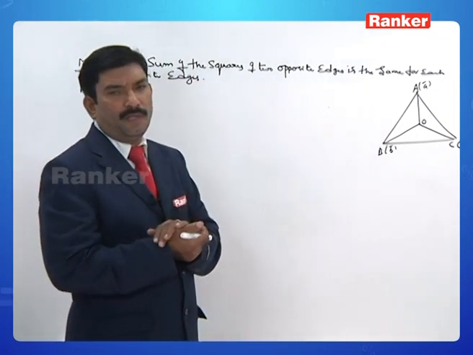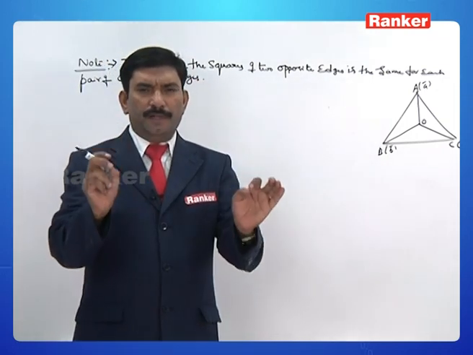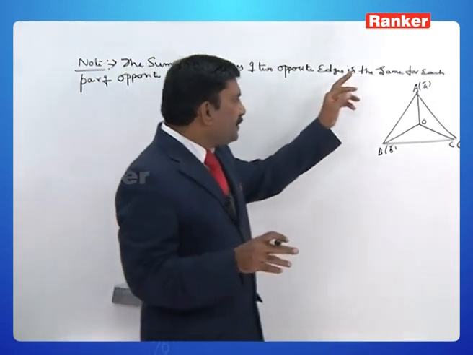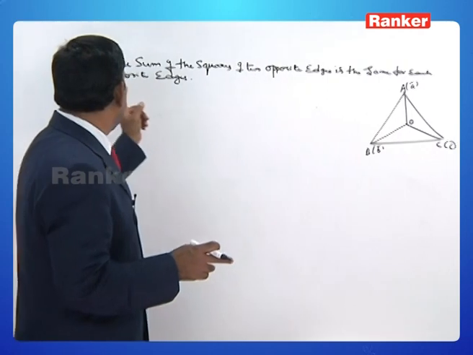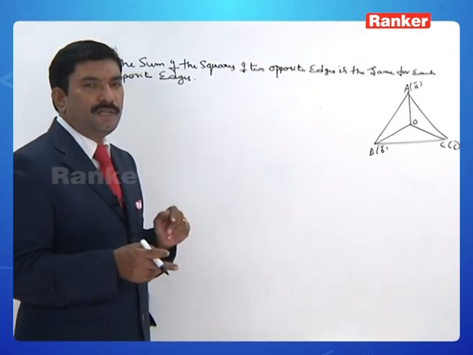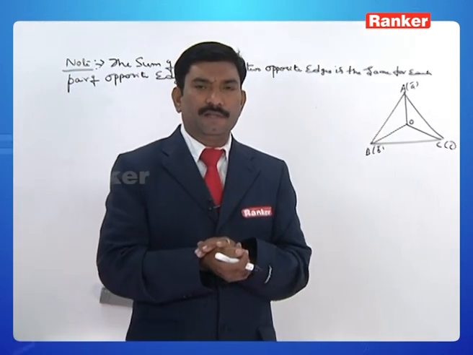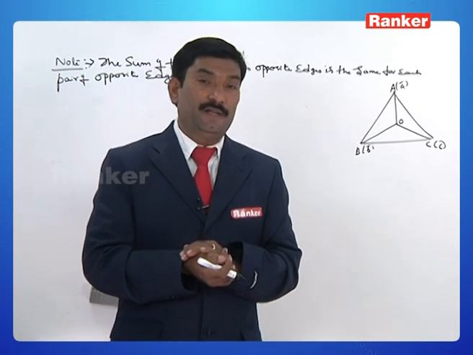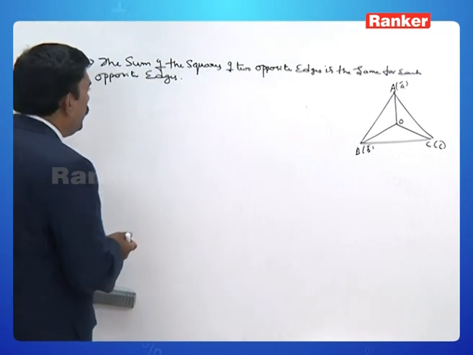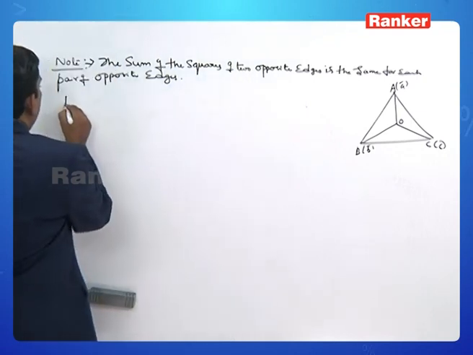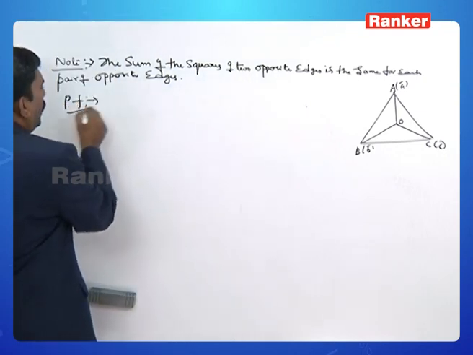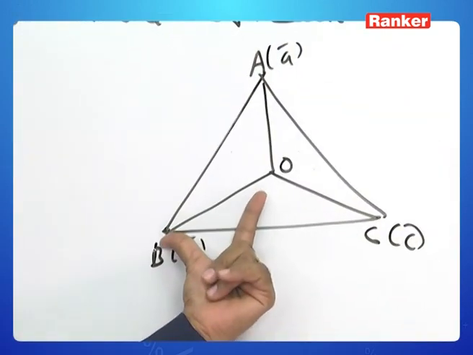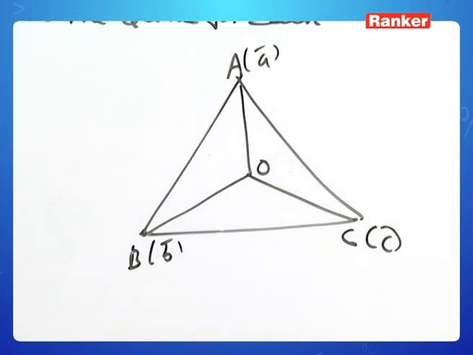Students, another property in a tetrahedron is that the sum of the squares of two opposite edges is the same for each pair of opposite edges. Now, what I do is, I have taken OA bar equal to A bar, OB bar equal to B bar, OC bar equal to C bar. O is the origin.